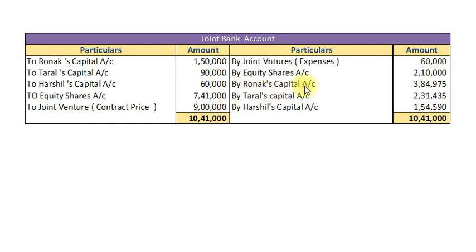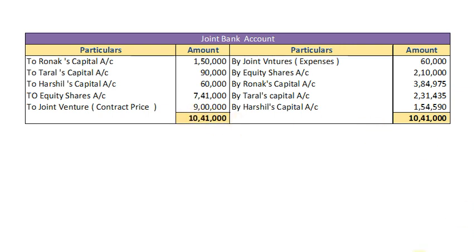Then by Ronak capital account 3,84,975. By Taral's capital account 2,31,435 and by Harshil's capital account 1,54,590. This is nothing but payment of final settlement to all co-venturers. Now here we have recorded to equity shares account 7,41,000 in joint bank account on debit side. This is nothing but our sale proceeds of shares. And finally our joint bank account gets tally with rupees 10,41,000.